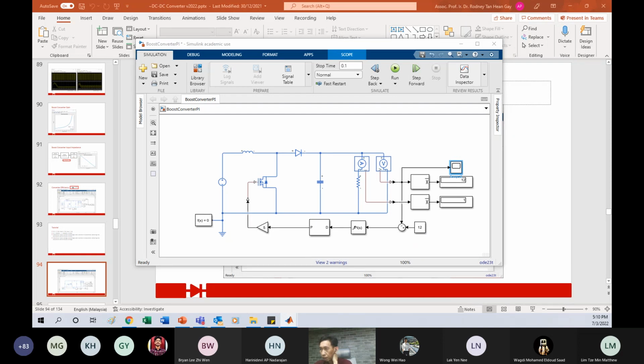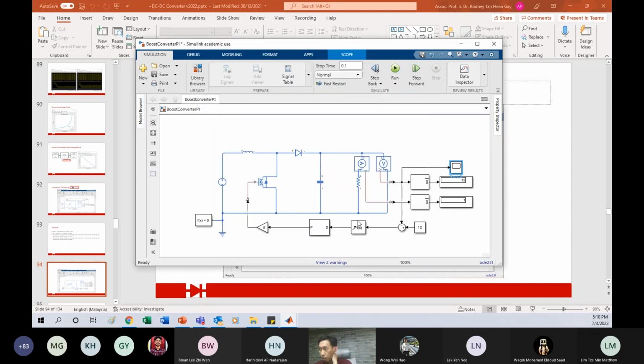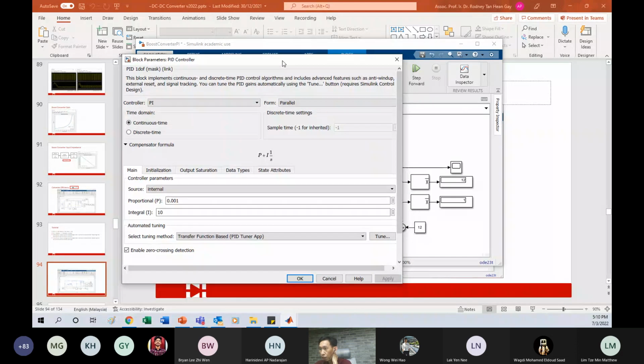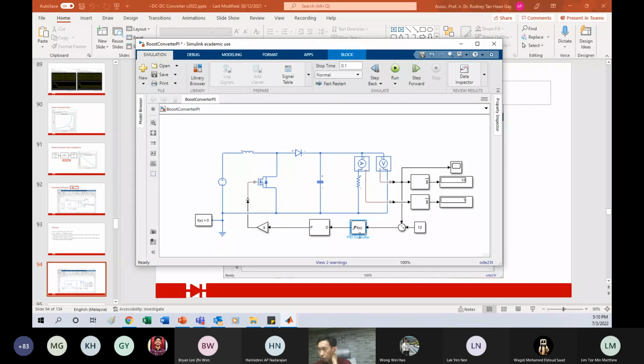Double click, and you can see this is the output voltage. For the PI, I used a manual tuning method. For this one, I obtained 0.001 for P and 10 for I in order to get this. Remember, this P and I value is not applicable for voltage higher than 15 volt or more.